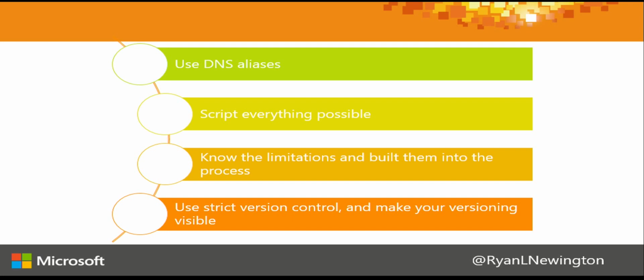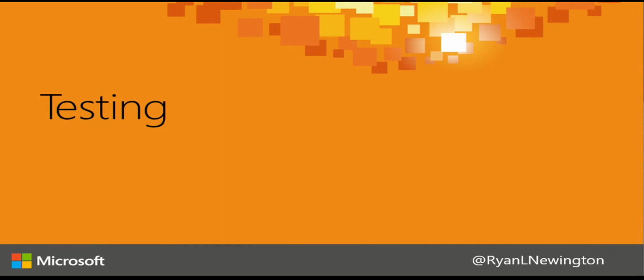Use version control and make your versioning visible. Again, if you can't see the version, it could be anything sitting in that environment. So bring them to the front, make them visible. Testing. Another thing I could do an entire session on. I could probably do an entire conference on testing, but I'm just going to give you a quick summary of how to approach testing in an implementation.